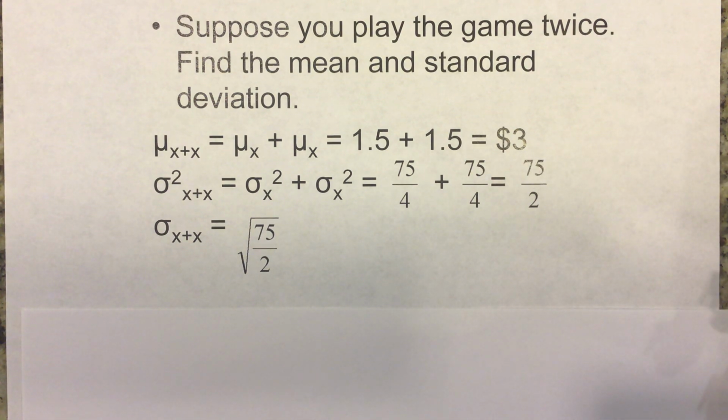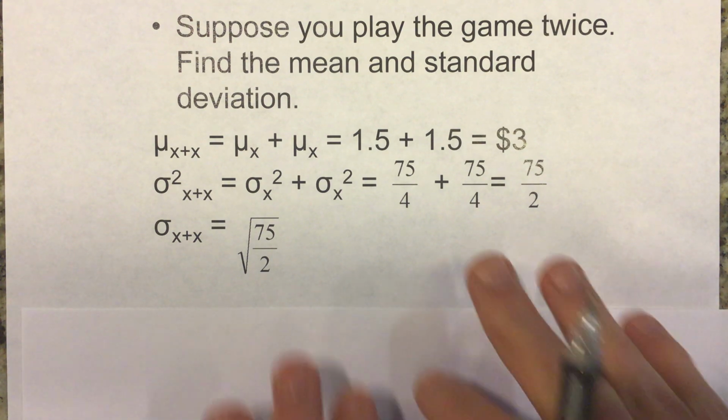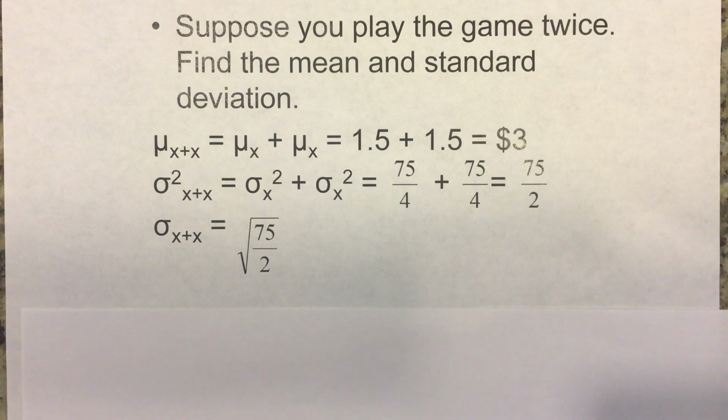Sometimes they might just tell you the mean of the random variable. They might just tell you the standard deviation or the variance of the random variable, and then do something to it, like say, oh, play the game 3 times or 5 times, whatever. It's much easier to use these shortcuts in those scenarios.